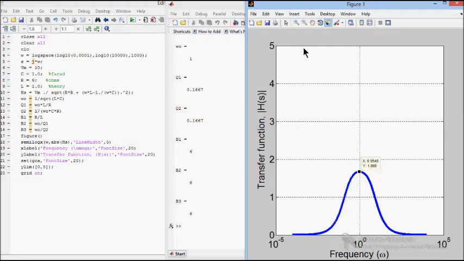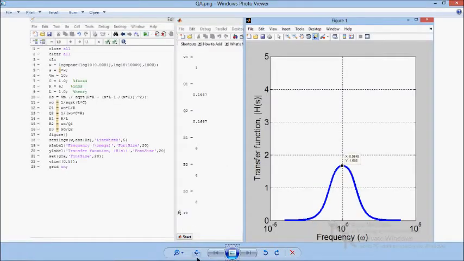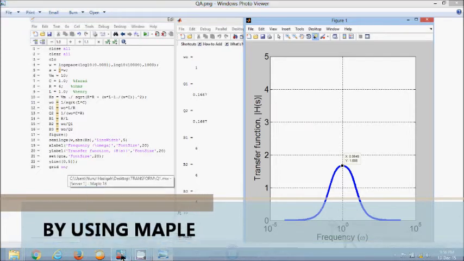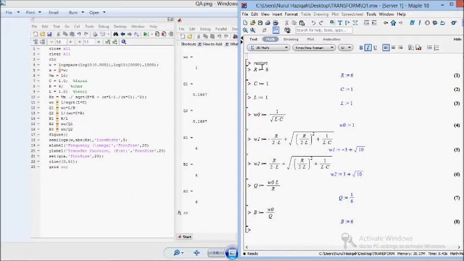Next, after we settle with the MATLAB, then we want to prove the equation. Therefore, we will use Maple to solve the equation. This is the equation. What we do in Maple, we insert the value of R, L and C. R is 6 ohm, C is 1 Farad and L is 1 Henry. And after that, we just insert the value in the formula, in the equation, then we will get the answer.